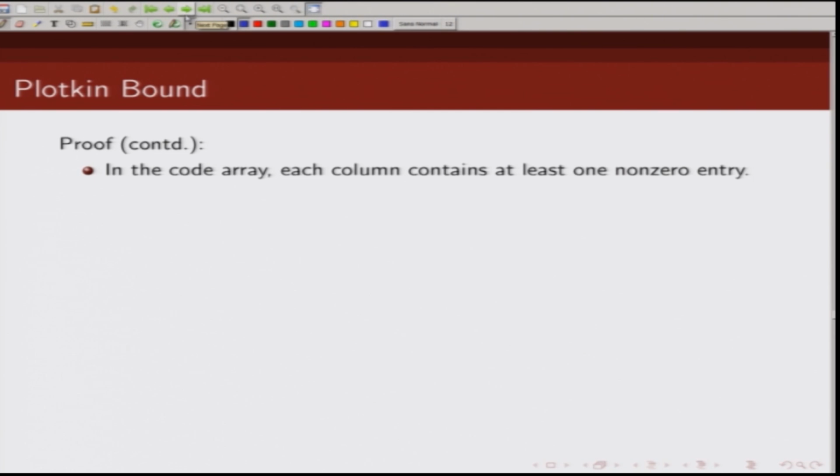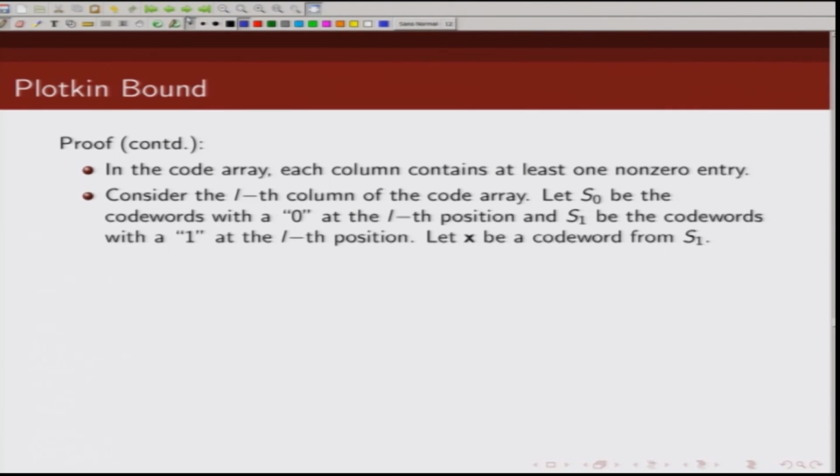So, we have a code array where there is at least one non-zero element. Let us denote by S0 the code words that have 0 at the ith location and S1 as the set of code words which have 1 at the ith location. And let us pick up a code word X which belongs to this set S1, which has 1 at the ith location.